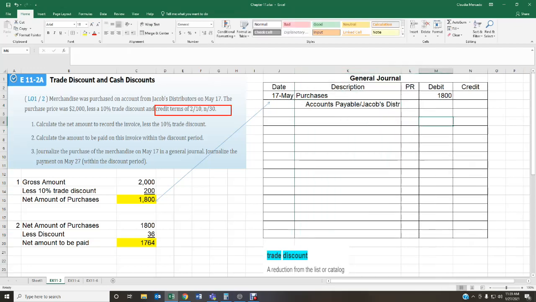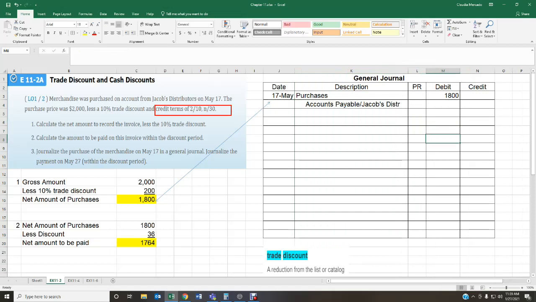So accounts payable is a liability. The normal balance of a liability is a credit, so I'm going to go ahead and credit accounts payable for $1,800. And we can put a description here: we purchased merchandise on account. So this is my first journal entry. We are recording the purchase of the merchandise. Yes, the merchandise was listed at $2,000, but we were offered a 10% discount. So the amount of my purchases is actually $1,800.